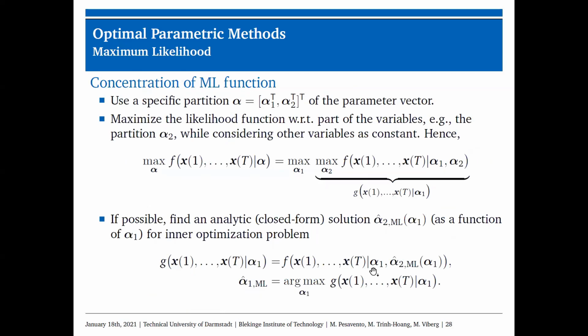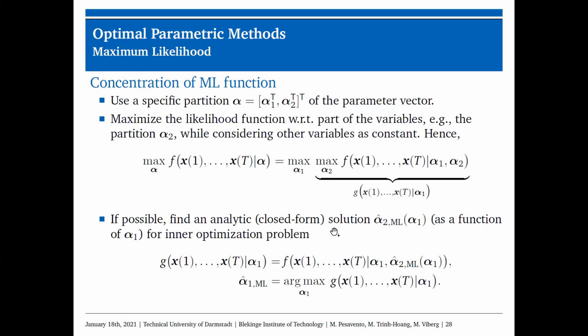So although ML is the optimal estimator, its computation is not always simple, but sometimes one can partition the parameter vector alpha into two parts, such that it is possible to find a closed form solution with respect to one part. So let's assume that alpha has alpha 1 and alpha 2 as the parts. Then we can write the maximization problem with respect to alpha as two maximizations. First an inner maximization with respect to alpha 2, and then everything maximized with respect to alpha 1.